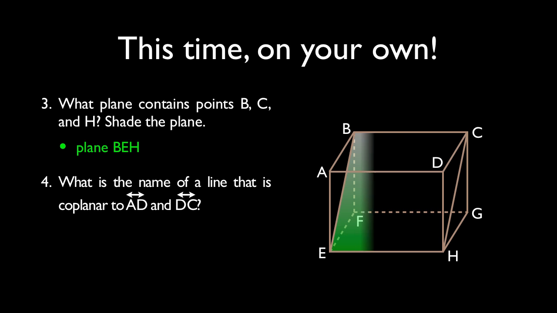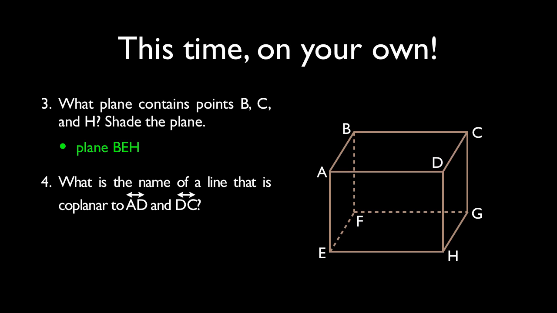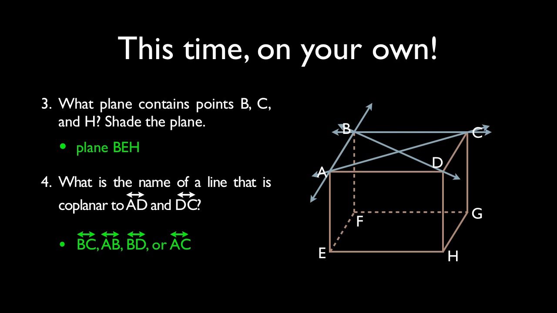For number 4, line AD and line DC go across the top of the figure, so any lines going across the top of the figure will work. So of course line BC, line AB, but also line BD and line AC. Once again, the 2 points postulate lets us know that just because a line isn't visible in a figure doesn't mean it's not there. Feel free to add those lines as well.